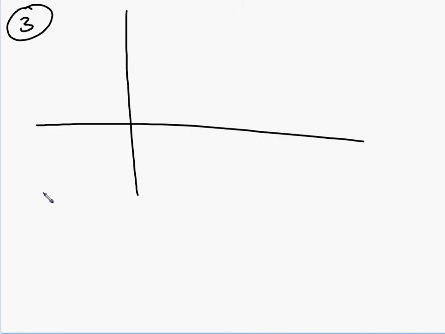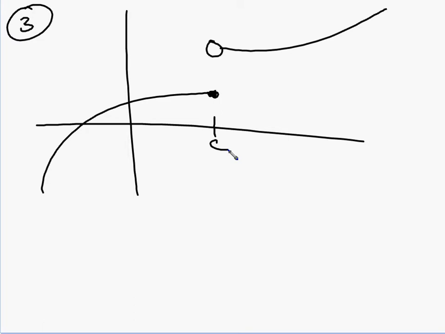The next kind. This one's more obvious. This one's easy. That function is not continuous at C. And this one is called a jump discontinuity. Jump discontinuity. And I think you can see why it's called that.